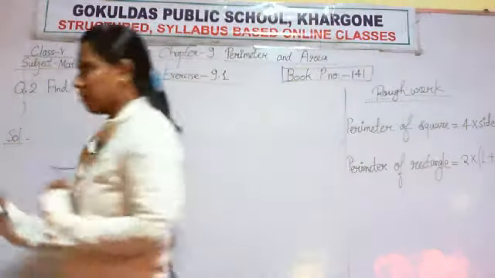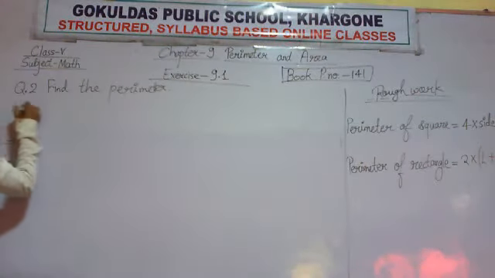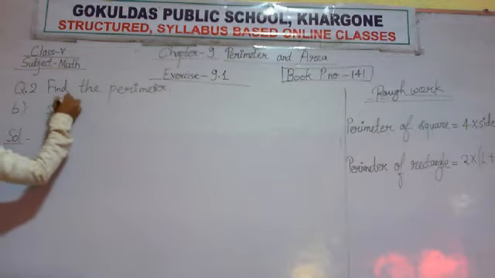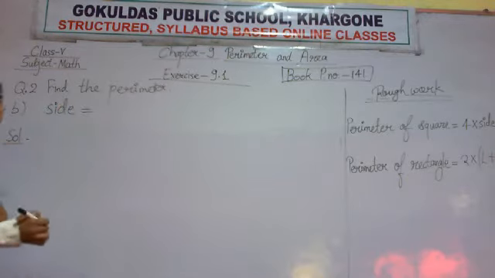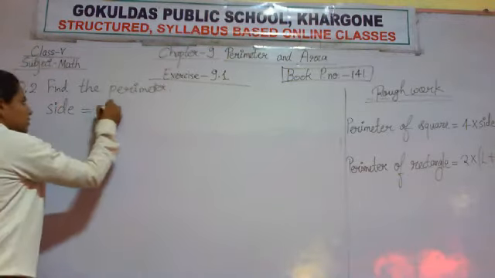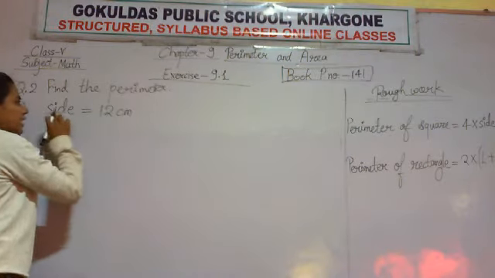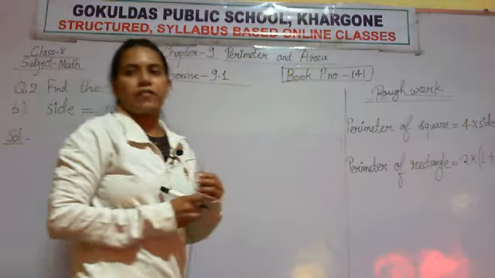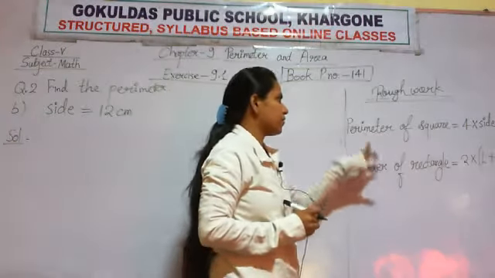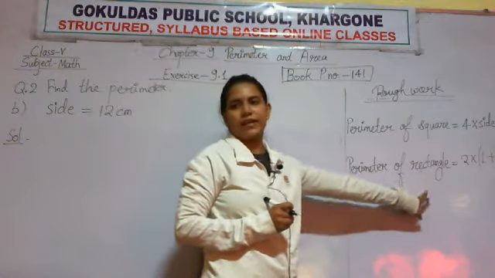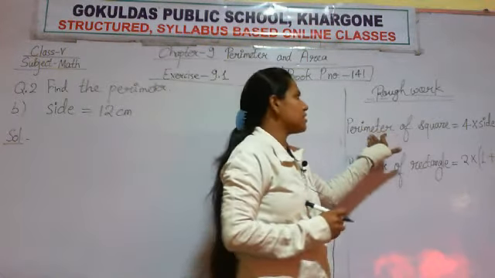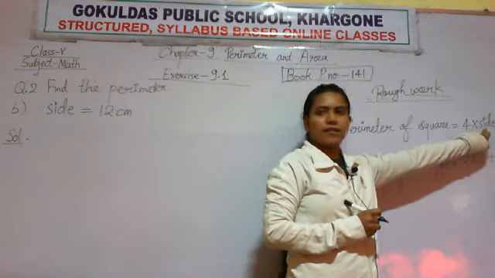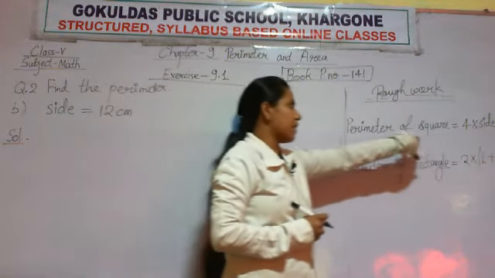Question number B. What is given? Side is given. Side is equal to 12 centimeter. So in which formula do we talk about side? Perimeter of a square or perimeter of a rectangle? Yes, we find side in the perimeter of a square.